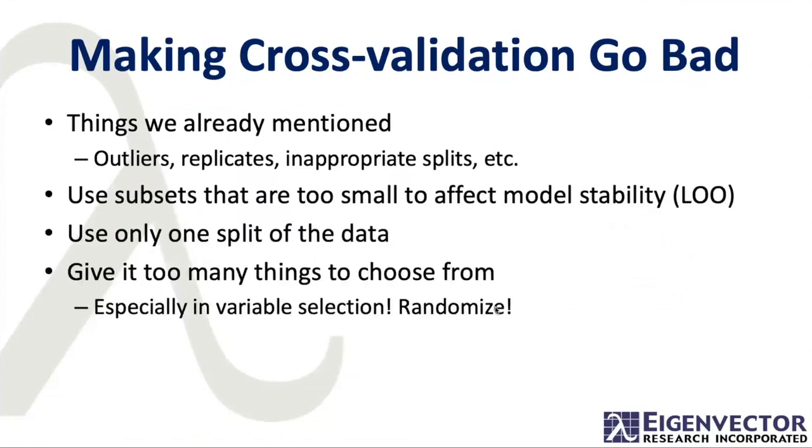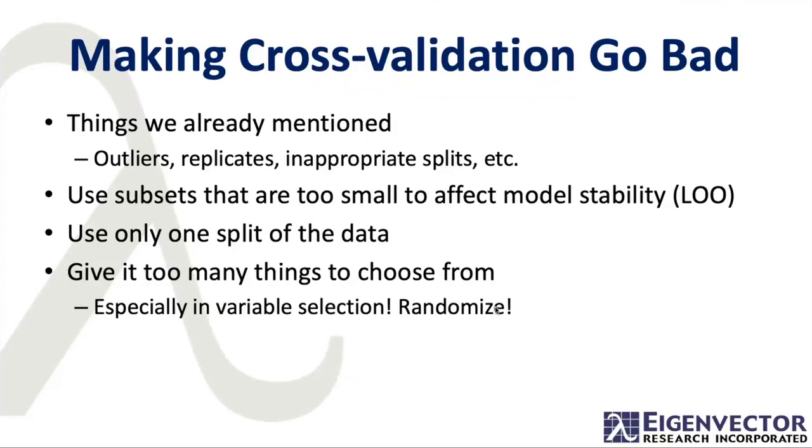How do you make cross-validation go bad? Well, there's all the things that we mentioned. Outliers can make it go bad. Handling replicates inappropriately can make it go bad. Doing inappropriate splits of the data, like using Venetian blinds when you ought to be using block cross-validation, all those sort of things can make it go bad. Using subsets that are too small to affect model stability. One of the things you're really trying to test here is how stable the model is, so that it actually has an effect on the model.